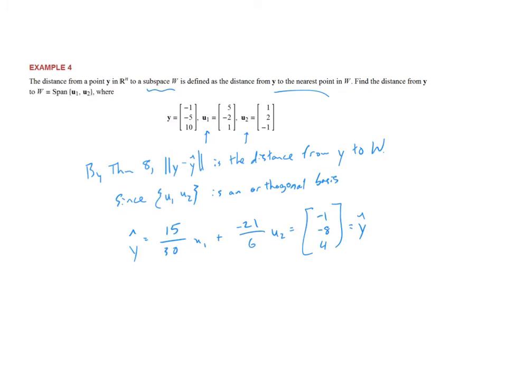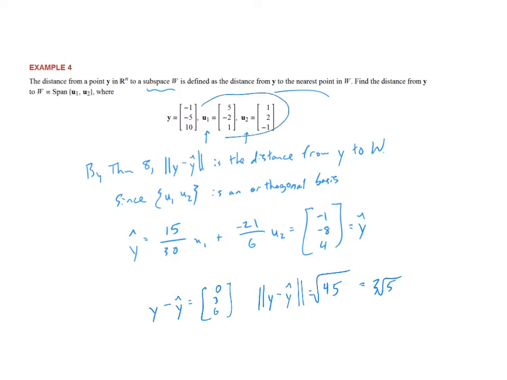Okay, but don't take the length of that vector. That is in the subspace W. We want the length of y minus y hat. That's orthogonal to the subspace W. That is, when you do that subtraction, 0, 3, and 6. And then the length of y minus y hat is the square root of 45, which simplifies to 3 root 5. All right, and that's the closest that you can get from the plane defined by those two vectors. That is as close as you can get to this vector right there, negative 1, negative 5, and 10.